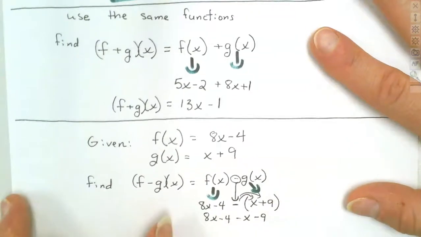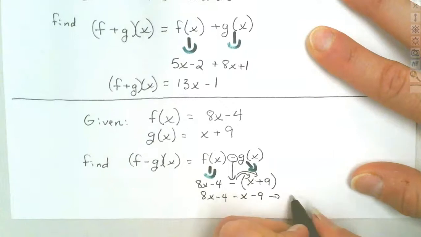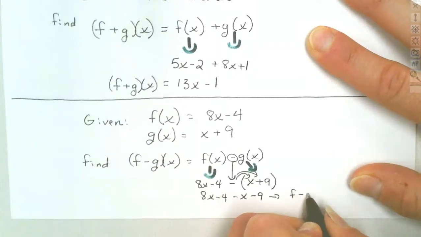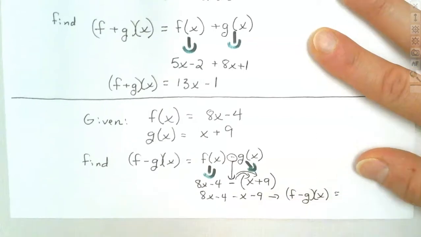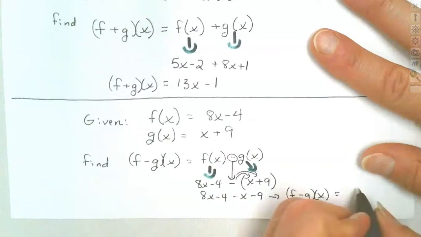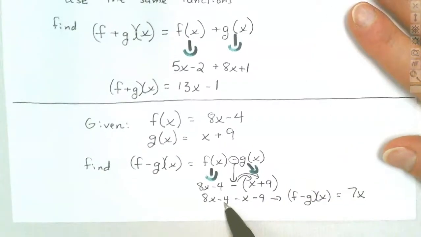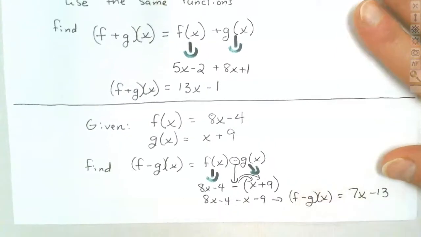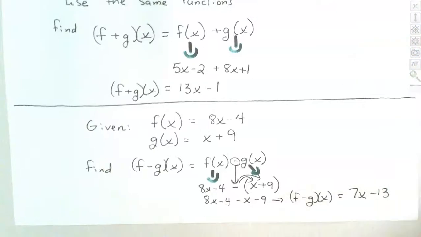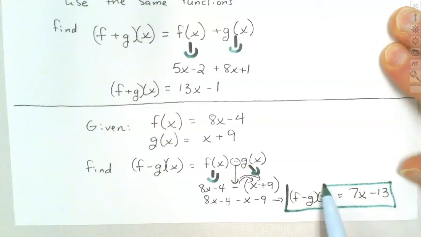And when I combine all of this together, I'm now left with f minus g of x equaling now what? Let's combine our like terms. We've got an 8x and a minus x, so that makes it a 7x. And we've got a minus 4 and a minus 9, that makes it a minus 13. And that's all you need to do for that.